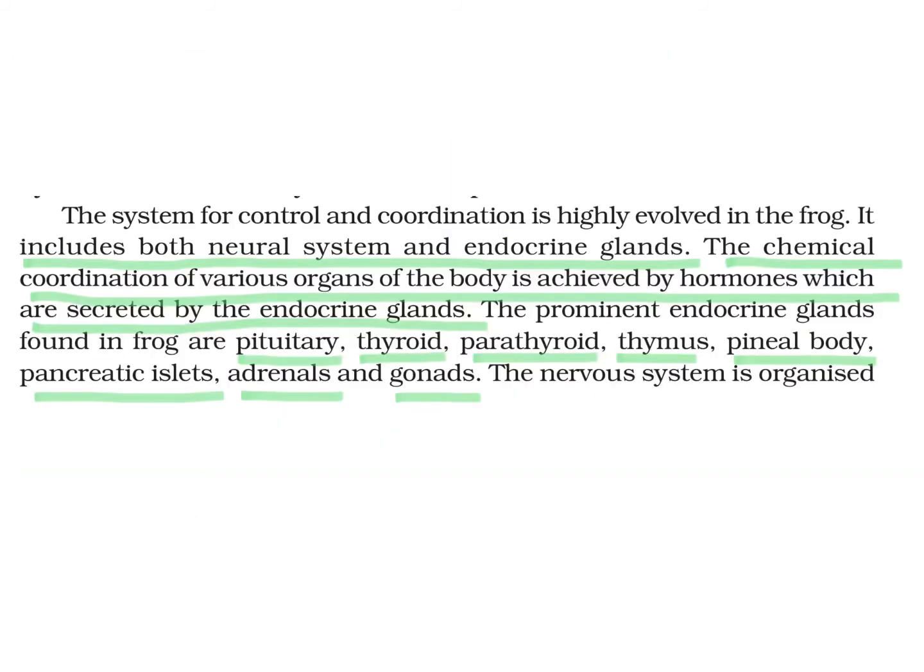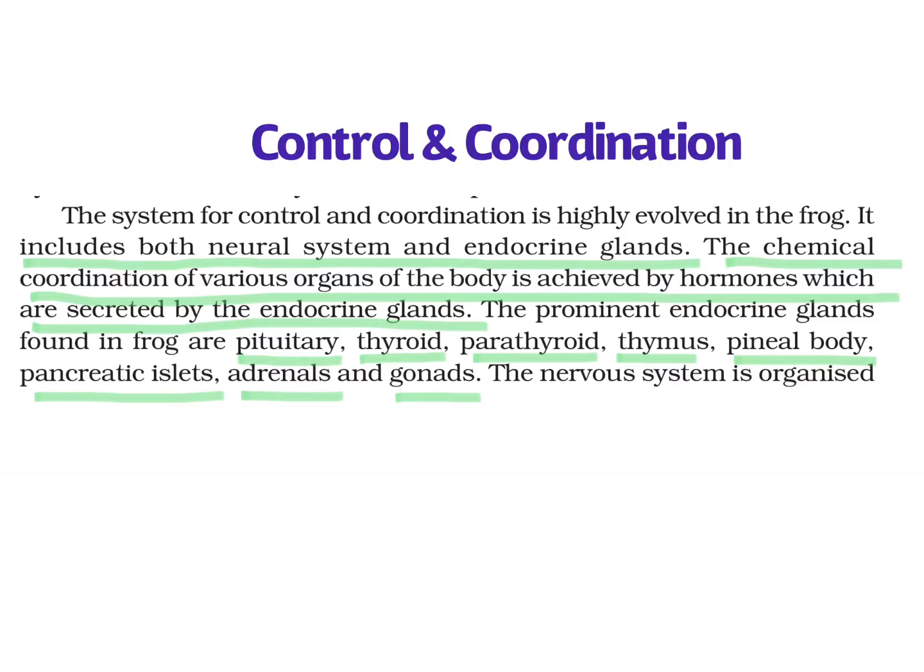Okay students, now let us talk about another important system, that is control and coordination. The system for control and coordination is highly evolved in the frog because frog is included as a vertebrate. It is a vertebrate belonging to this group, and it has a highly advanced type of neural coordination and control, and it includes the neural system as well as the endocrine system. Both the systems are complementary to one another and they regulate each other.